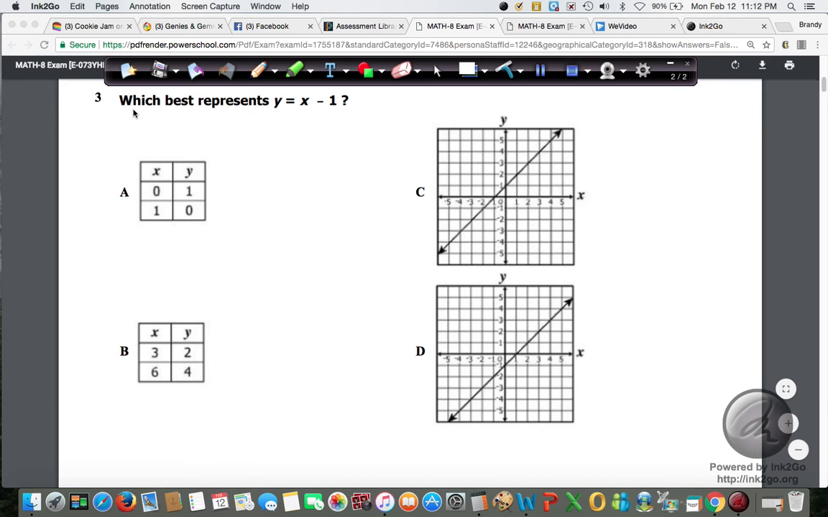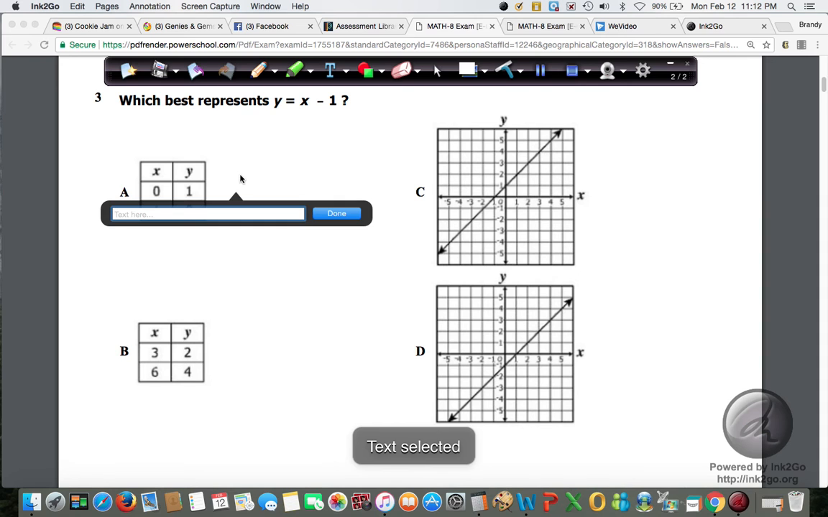Okay, number 3. Which best represents y equals x minus 1? So we have 2 choices. It's either going to be a table or it's going to be a graph. Couple ways you could do this. One, plug and chug seems to be easy, at least for the tables. So if I plug in 0 for x, I would have y, which in this case would be 1. So 1 equals 0 minus 1. Is that true? Does that equal?